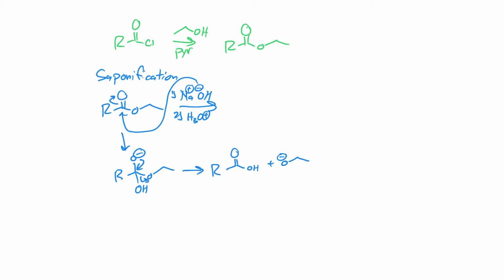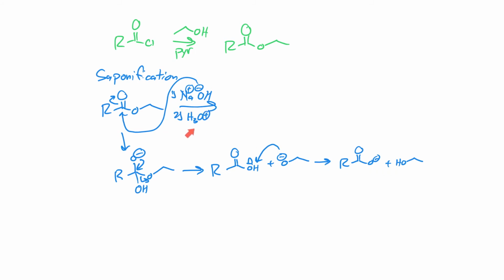And so the next step is actually going to be deprotonation of our newly formed acidic hydrogen. There's no way to prevent this because as soon as that ethoxide forms, it is right in close proximity to our newly formed acidic hydrogen. So this step is unavoidable, and that results in the carboxylate being formed with our protonated alcohol.